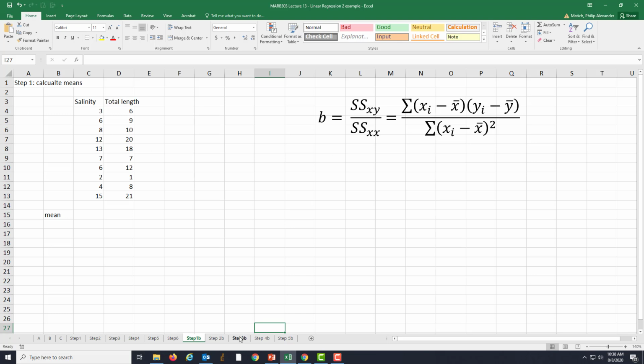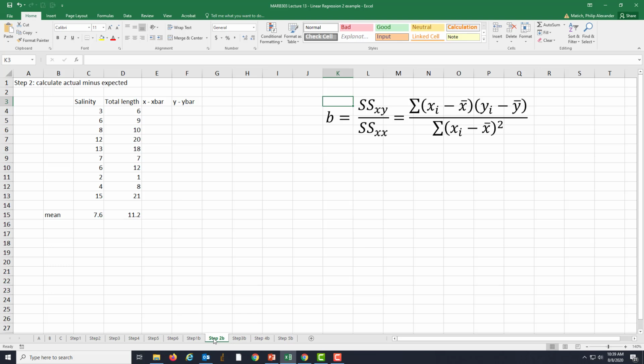So the first step that we need to do is to calculate the means of our respective data, both for salinity and total length, our x's and our y's. So we can go through and calculate those means, and again, you can use a formula in Excel or you can do this in your calculator. The next step is going to be to calculate our respective differences between our x values and the mean of x, and the difference between our y values and the mean of y. So we're going to need to do that for the numerator and for the denominator. So we can go through and calculate those out. Again, you can use formulas if you'd like, or you can do this by hand.